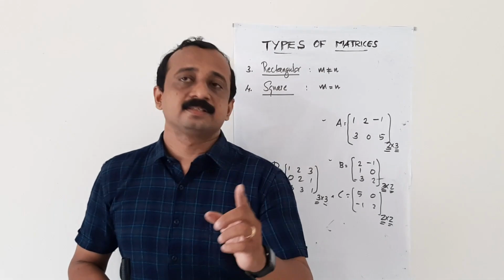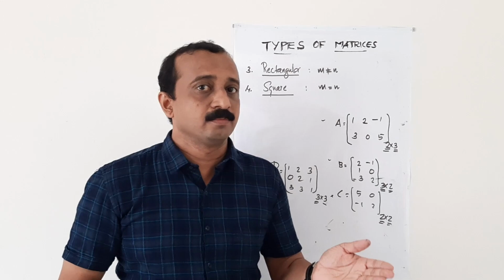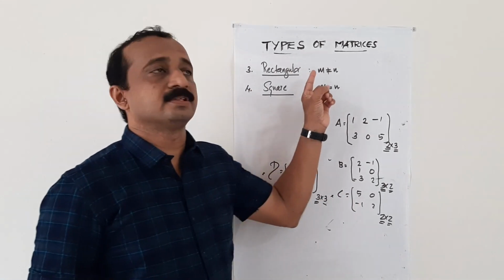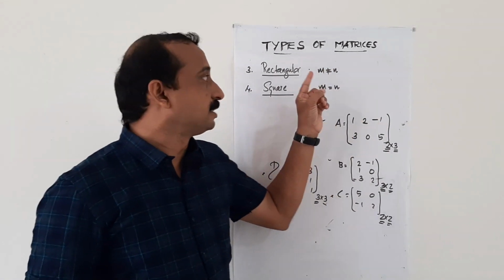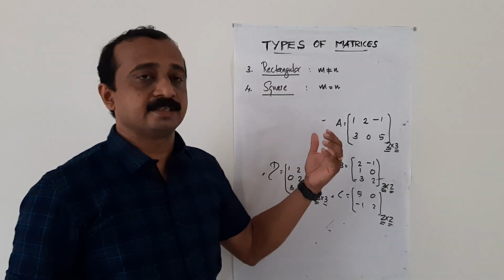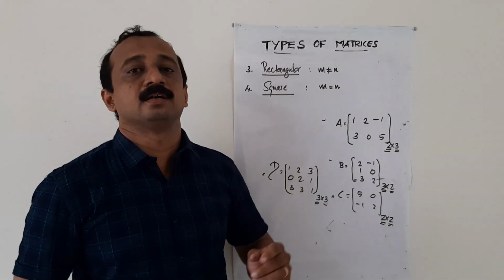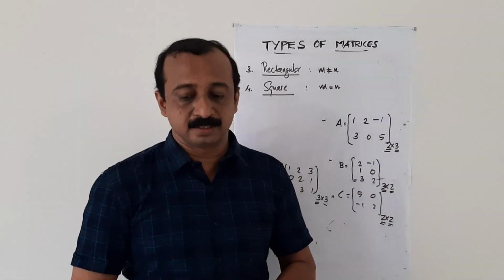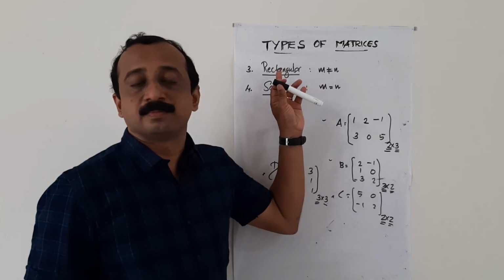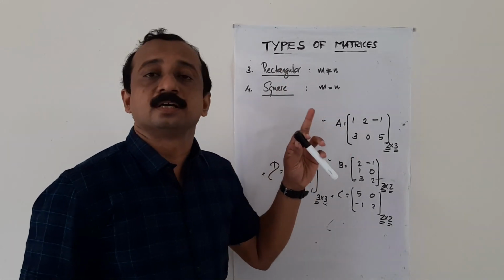Any 1 by n matrix is called a row matrix. Any m by 1 matrix is called a column matrix. In a matrix, if the number of rows is not equal to the number of columns, that type of matrix is called a rectangular matrix. If the number of rows is equal to the number of columns, it is called a square matrix. That is, m not equal to n is a rectangular matrix, and m equal to n is a square matrix.